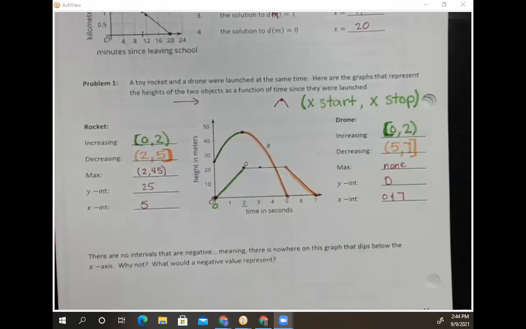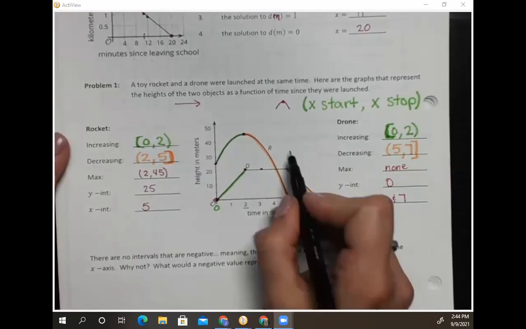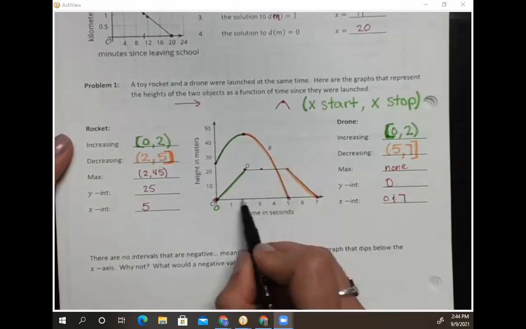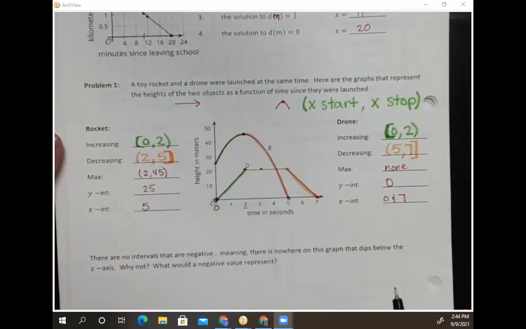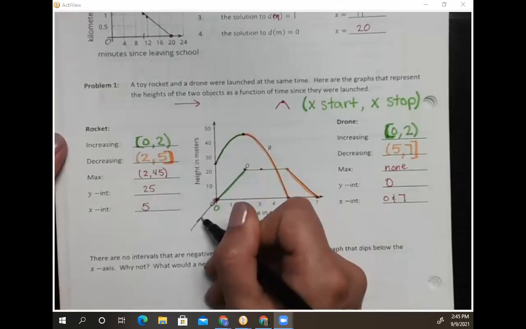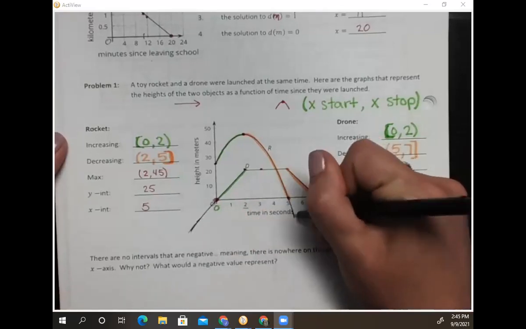Okay, now let's talk a little bit about positive and negative intervals. A positive interval is any section of the graph where the y values are positive, and a negative interval is any section of the graph where the y values are negative. An easier way to think about this is: is it above or below the x-axis? Everything that we've got right here is above the x-axis. Does that make sense? So all of these pieces of both graphs are positive because they're all above the x-axis. A negative interval would be something that's stretched down below the x-axis.